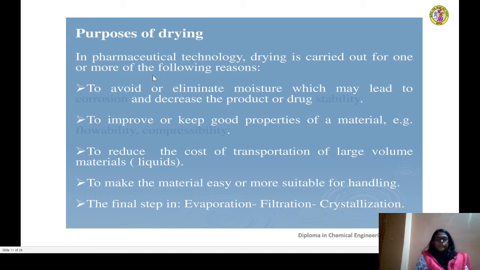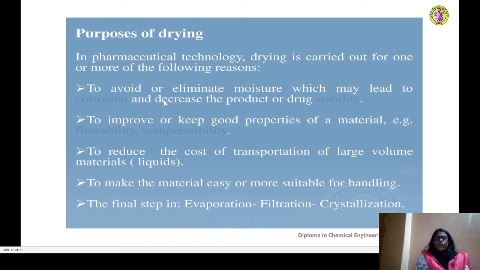The purposes of drying also vary from industry to industry. Here I'm just taking the pharmaceutical industry and the food industry to make you understand the different purposes of drying. So these are the reasons why drying is important in the pharmaceutical industry.